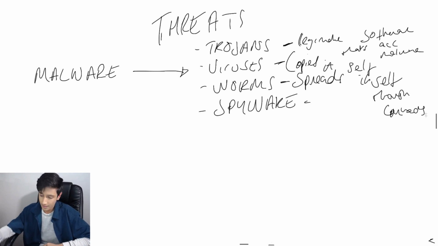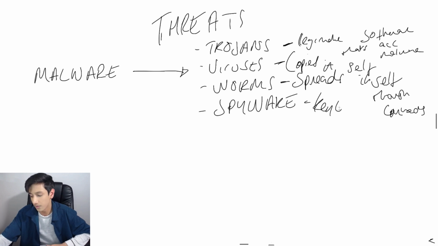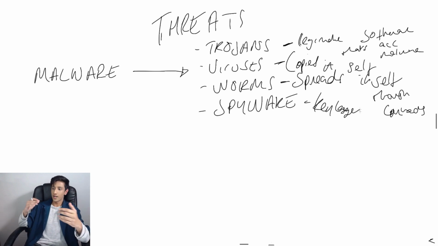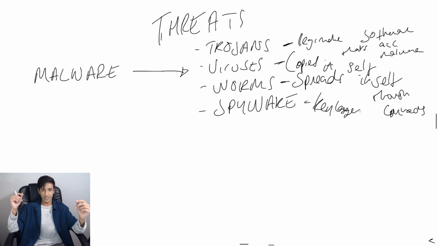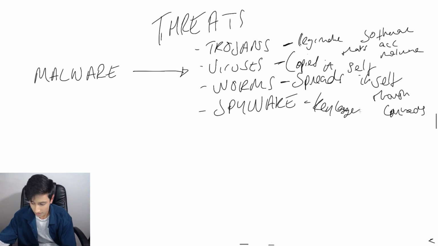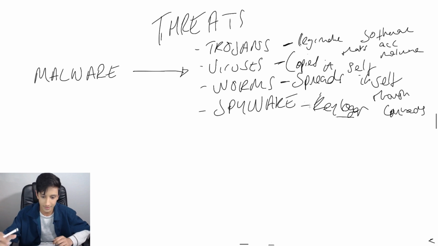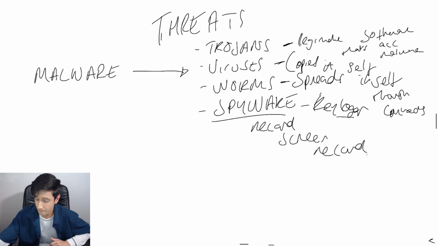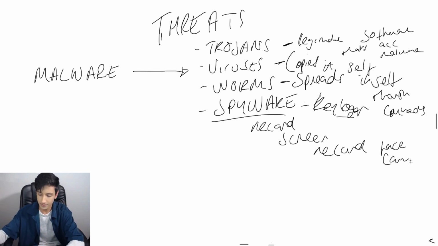Spyware is stuff like keyloggers. A keylogger, by the way, is something that logs your keystrokes. So whatever you type on your keyboard, it will write that up and send that to the person who is hacking you. Keyloggers and stuff like that is very common within the hacking world. They can record your screen, they can record your face cam. They can do a lot of stuff with spyware. But yeah, that's malware.